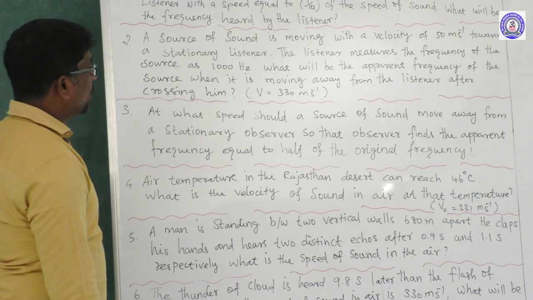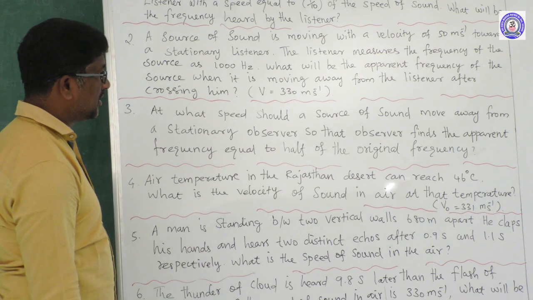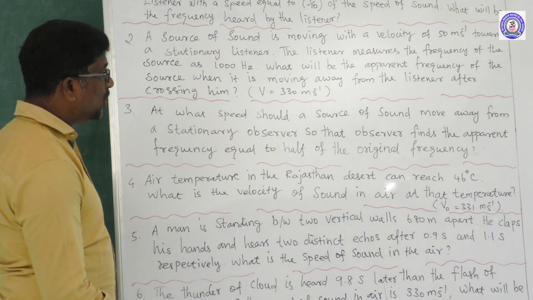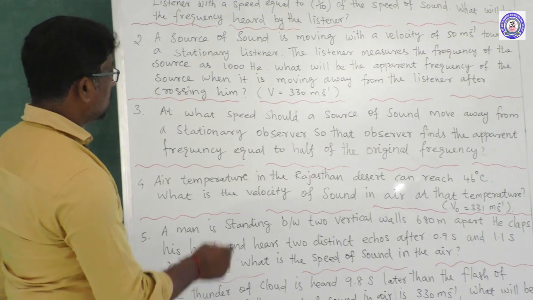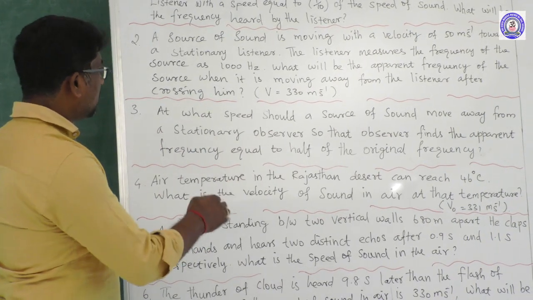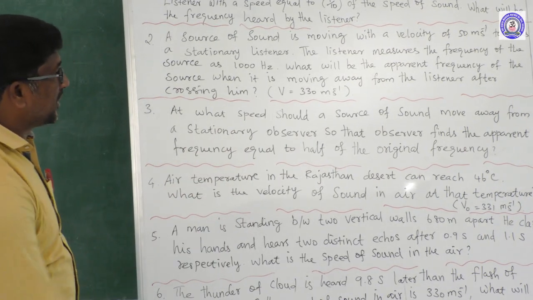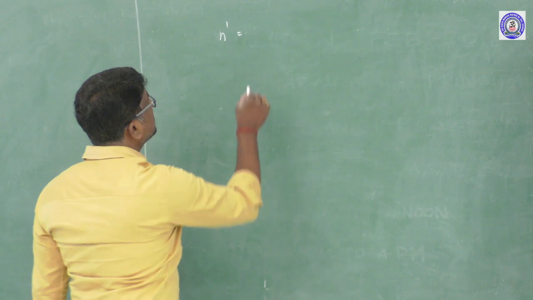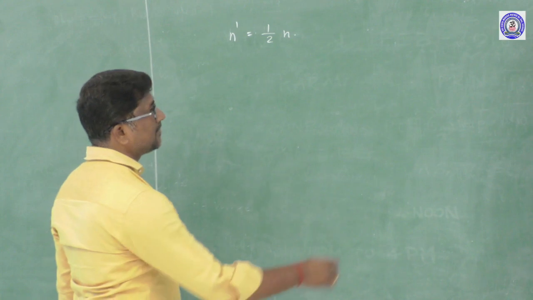Problem. At what speed should a source of sound move away from a stationary observer so that the observer finds the apparent frequency equal to half of the original frequency? So, at what speed should a source of sound move so that the apparent frequency measured by him is equal to half of the original frequency? We need to calculate the speed of the source. Apparent frequency is equal to half of the actual frequency.